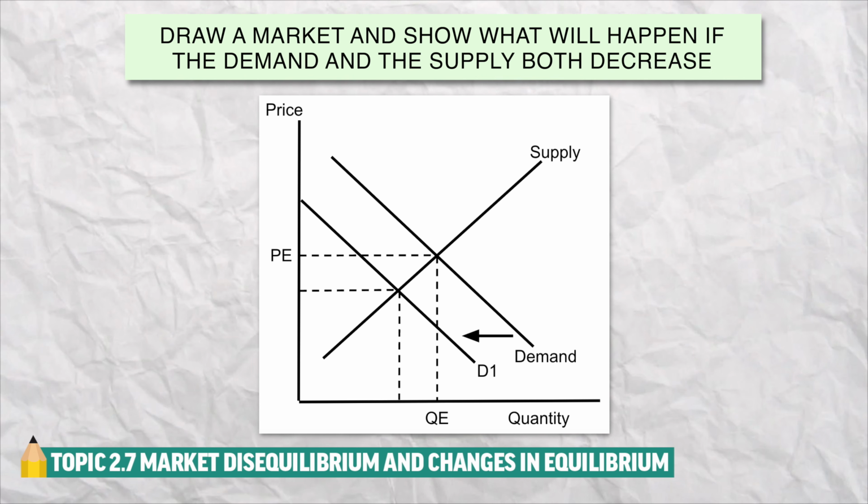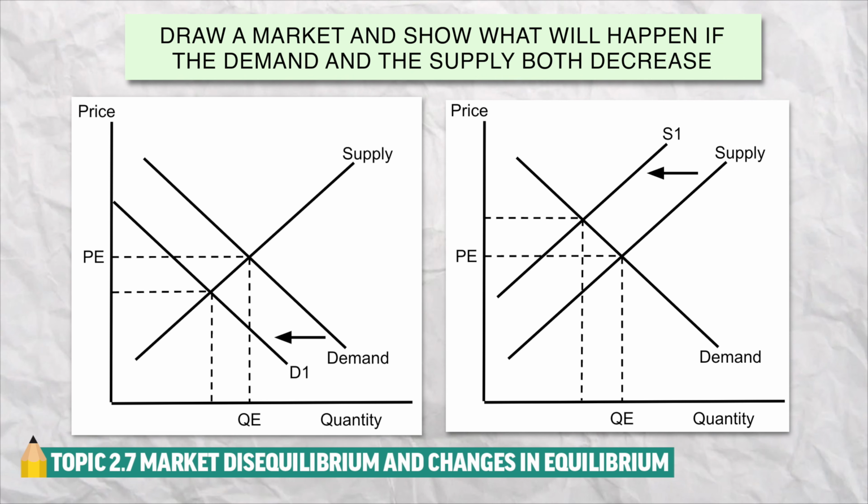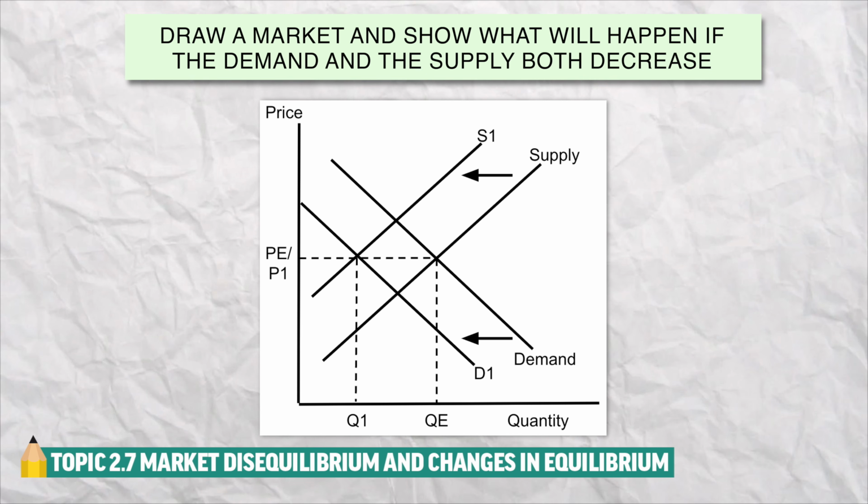A decrease in demand will cause the price to go down and the quantity to go down, and a decrease in supply will cause the price to go up and the quantity to go down. So no matter what happens, the quantity is definitely going to decrease. The price might go up, it might go down, so that's the one that's indeterminate.